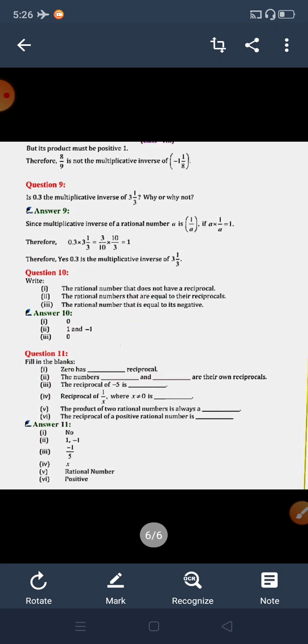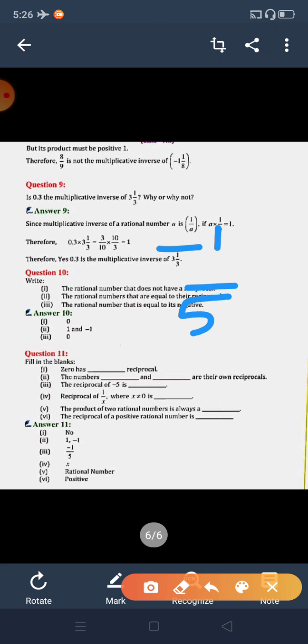Now the last question, fill in the blanks. 0 has no reciprocal. Second part, the numbers dash and dash are their own reciprocals: 1 and minus 1. The reciprocal of minus 5 is minus 1 by 5. The reciprocal of 1 by x is x.